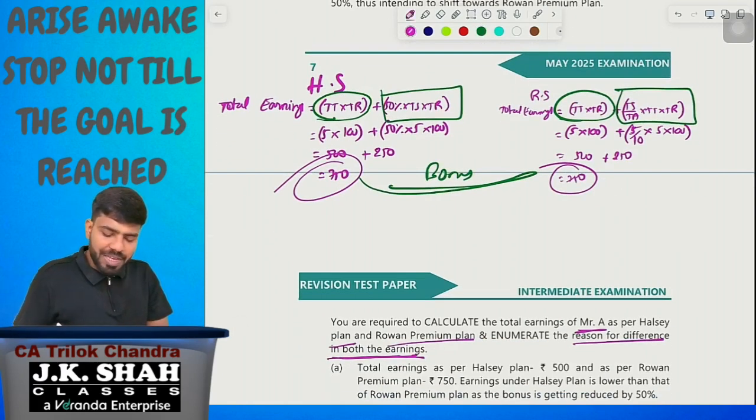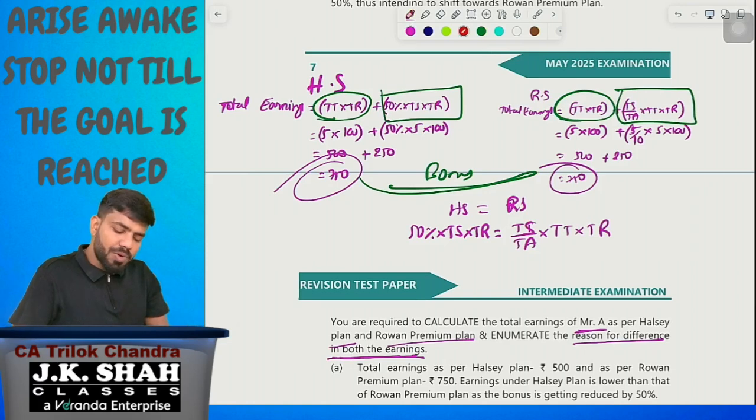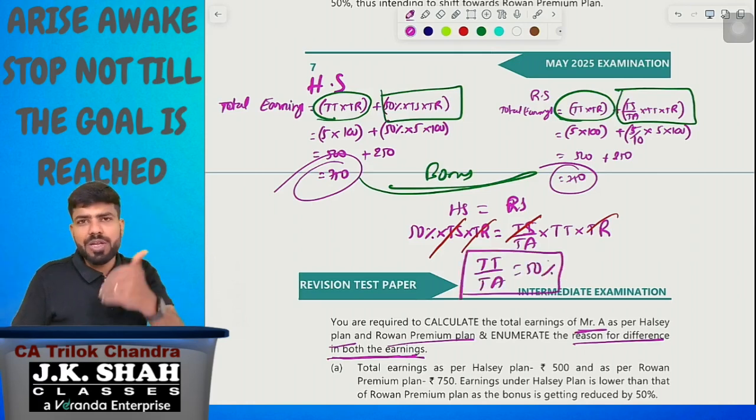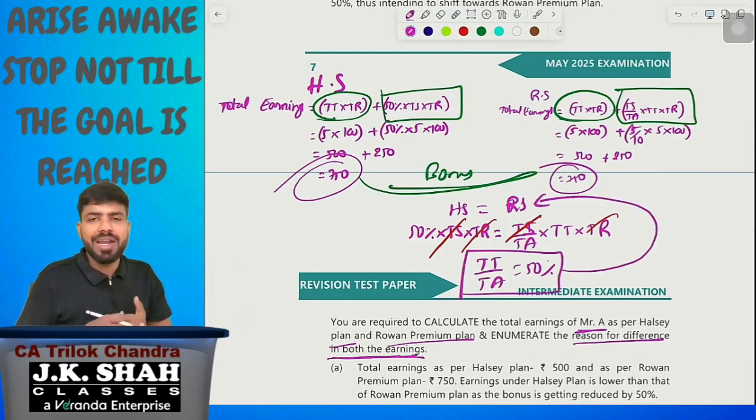Let me show the derivation quickly. Bonus under Halsey scheme equals bonus under Rowan scheme. 50% of time saved into time rate is the bonus formula for the Halsey scheme. Time saved to time allowed into time taken into time rate is the formula for the Rowan scheme. Now I will cancel the common items: time saved and time rate. Ultimately what is left is time taken to time allowed equal to 50%. That means when time taken to time allowed is 50%, the bonus under Rowan and Halsey will be the same.